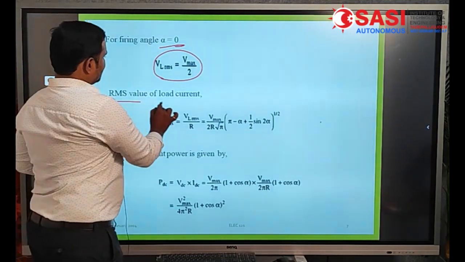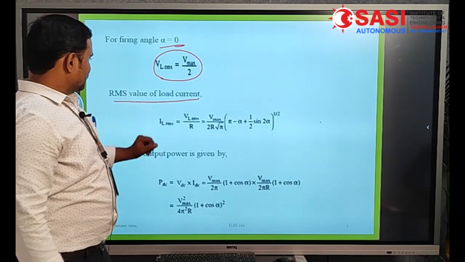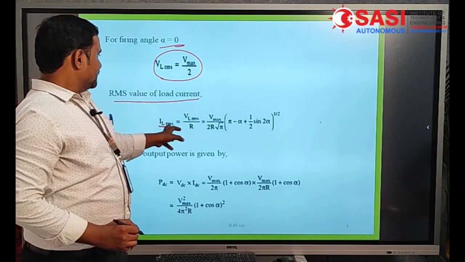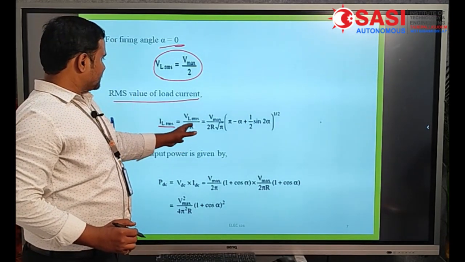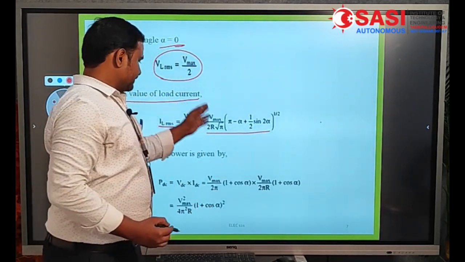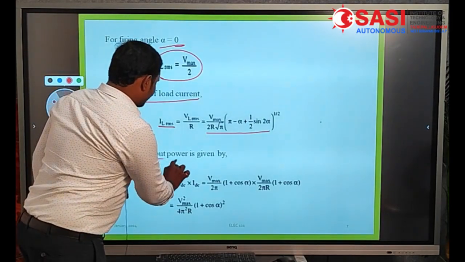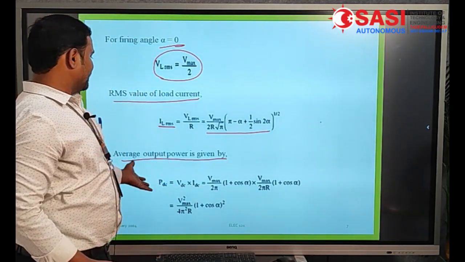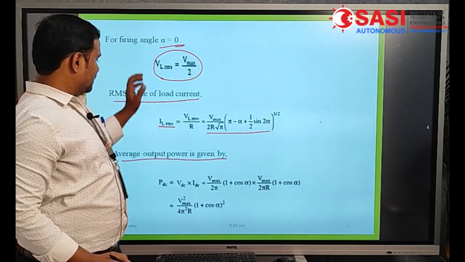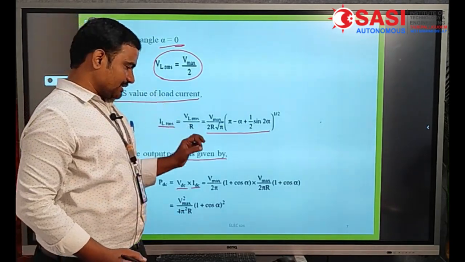So similarly we can write the RMS value of the current, that is I load, IL RMS. The current through the load in RMS we can write as V RMS divided by R. So the total equation can be taken as it is, then divided by R, you will get the RMS. And the average output power can be given by multiplying the VDC, that means V0 and I0, or you can say VDC and IDC, because I0 and V0 both are in the DC state.